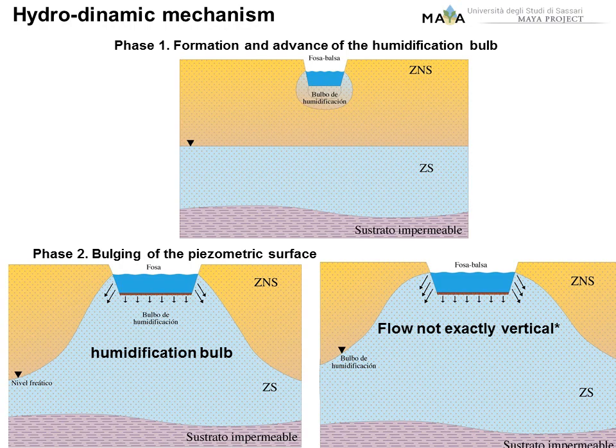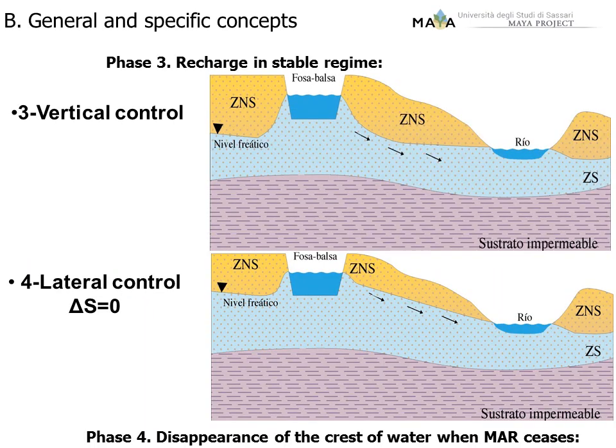The first phase of the hydrodynamic mechanism is the formation and advance of the humidification valve. The second, the bulging of the piezometric surface, where the humidification valve moves across the unsaturated zone with a flow not exactly vertical due to the phi parameter of Green and Ampt. The recharge in a stable regime can work either in vertical control or in lateral control when the variation of the storage is zero. Finally, when MAR ceases, the crest of water disappears.